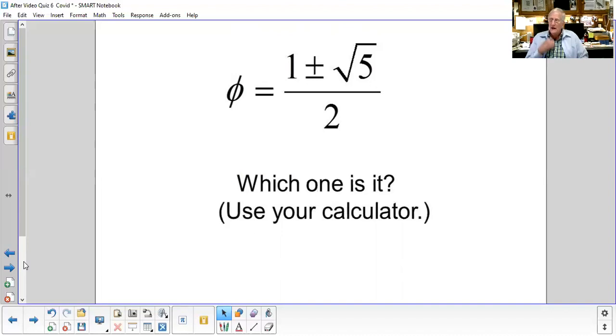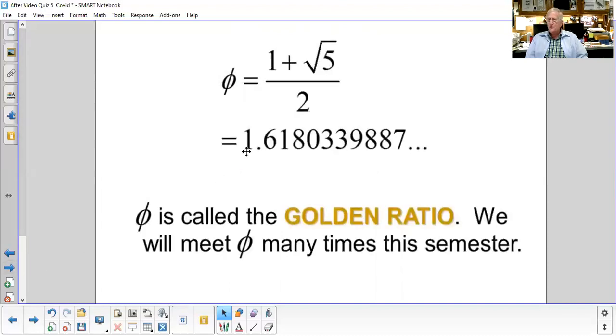Now, we don't want the negative value of phi up there, so we just use the positive value. Sorry, I said that wrong. So we just use the positive value. So it turns out that phi is equal to 1 plus the square root of 5 all over 2. And if you take a calculator, first take the square root of 5, add to it 1, take that answer and divide it by 2, you will get this answer right here to approximately 9 decimal places. And this, of course, is called the golden ratio.